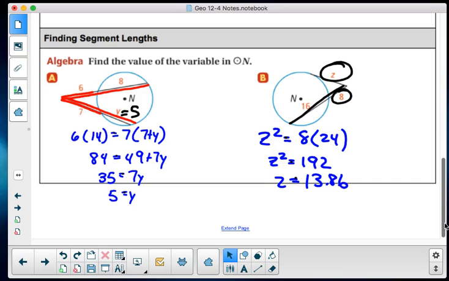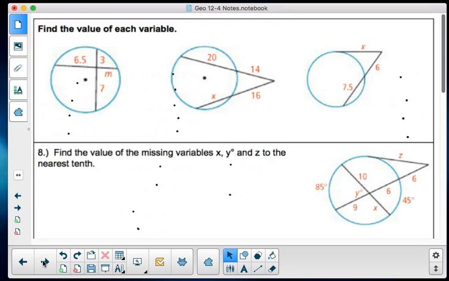Now we're going to have this opportunity to practice this, so go ahead and get her done. Find the value of each variable, shut me off, and then turn it on, then shut me off, and then turn it on and see how you're doing.